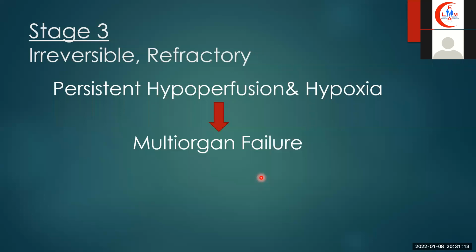For example, some of the patients in ICU are intubated, they are on vasopressor, and they are not recovering, despite the blood pressure being fine, because the tissue is already damaged. There is multi-organ failure, and the patient will stay in ICU for days, weeks, and he has brain death. At the end, we'll say, oh, the patient has died. Why? Because he is in irreversible refractory shock.